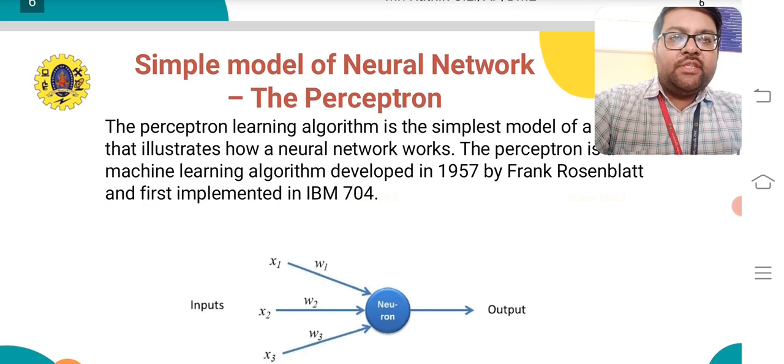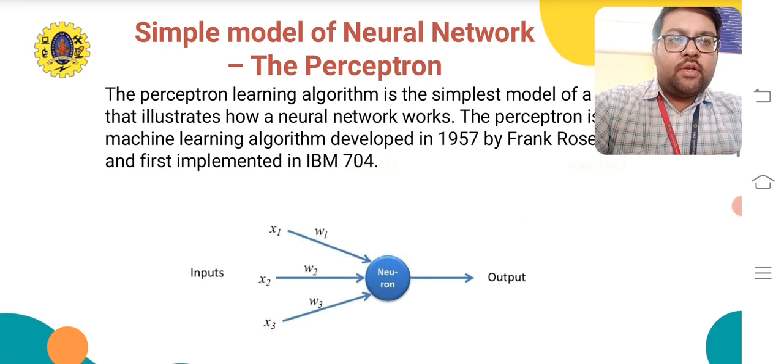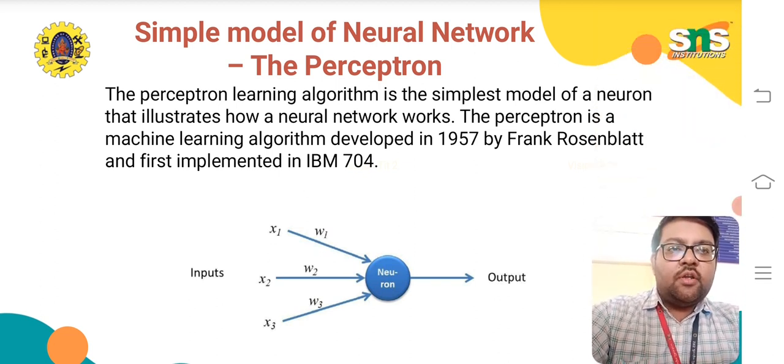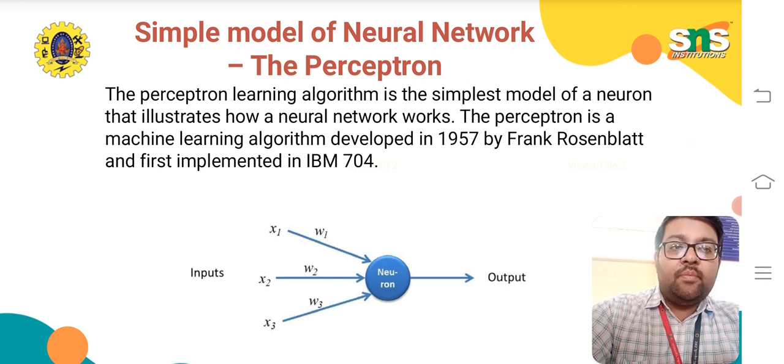Now we will see the simple model of a neural network, named the Perceptron. The Perceptron learning algorithm is the simplest model of a neuron that illustrates how a neural network works. The Perceptron is a machine learning algorithm developed in 1957 by Frank Rosenblatt and first implemented in the IBM 704.